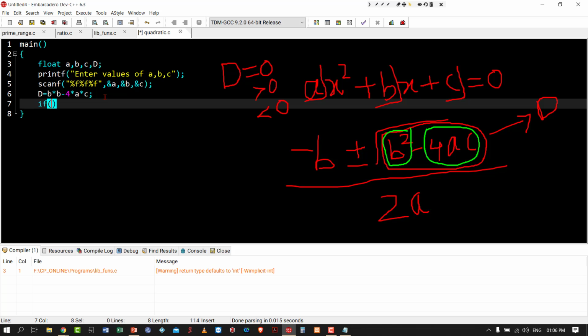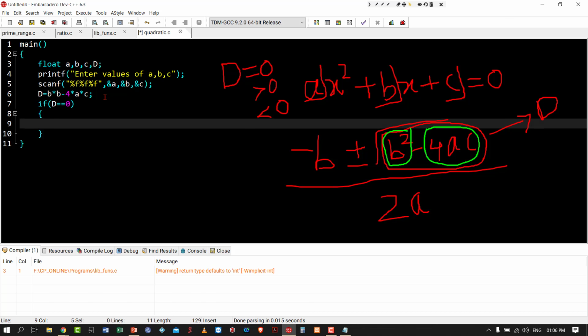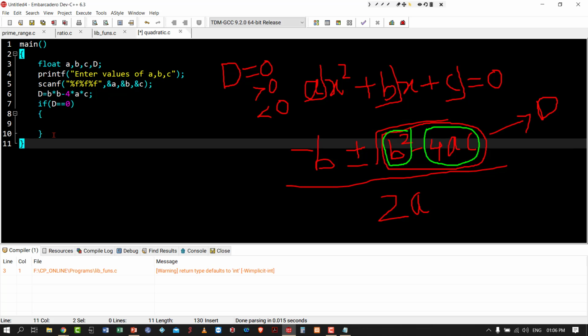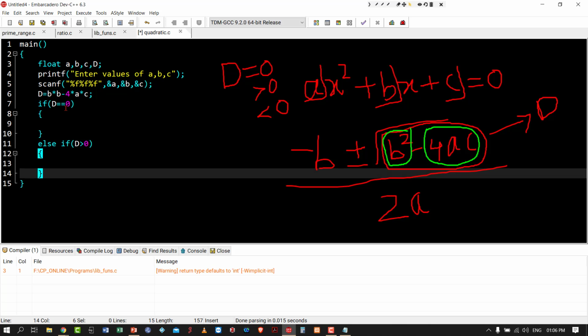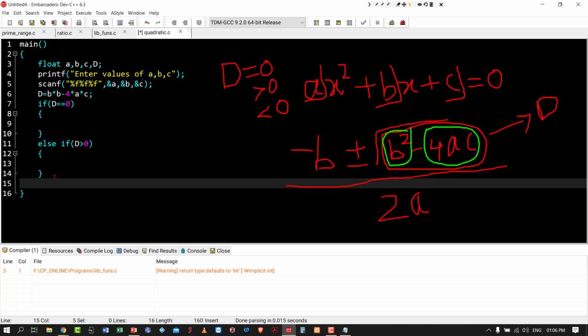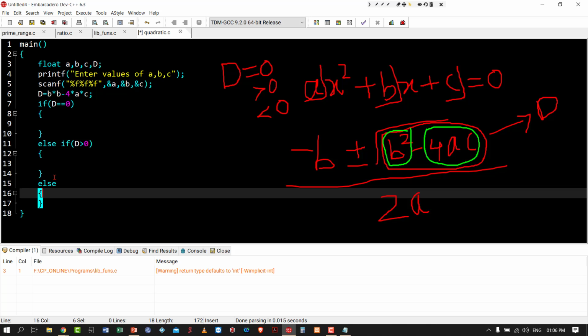Then we have to go for three conditions. If D equal to 0, we have to do something, else if D greater than 0, we have to do something. Here D equal to 0 is checked, D greater than 0 is checked. The other possibility is always a negative value, less than 0, because a number can be either 0, greater than 0 or less than 0. So no need to write the condition again, just write else.